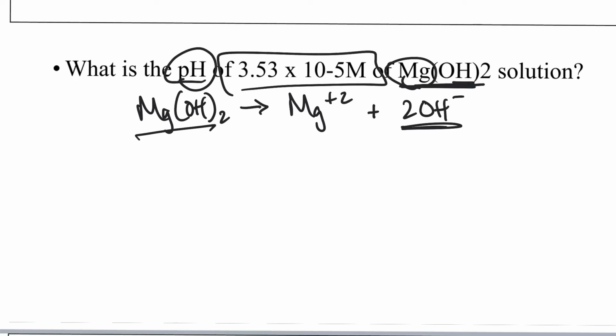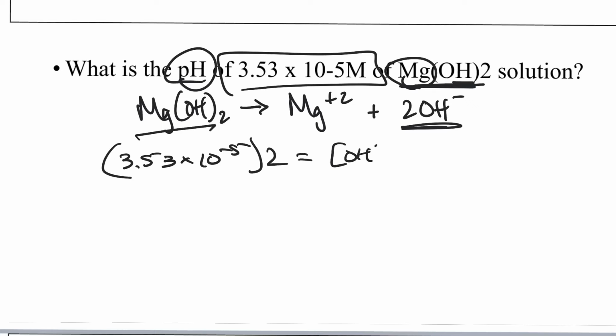So I need to multiply this number by 2. All right. And so when I do that, my first step, 3.53 times 10 to the negative fifth, I'm going to multiply this by 2 so that I know what is the real concentration of hydroxide. All right. And so this number is 7.06 times 10 to the negative fifth. So that's our concentration of hydroxide.